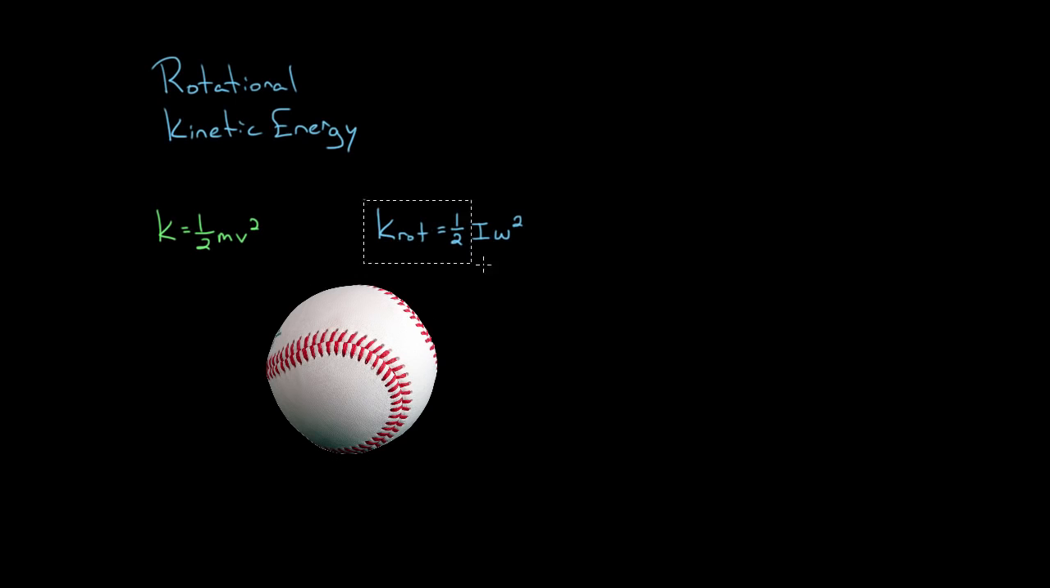So in this video, we need to derive this, because that is not really a derivation. We didn't really prove this. We just showed that it's plausible. How do we prove that this is the rotational kinetic energy of an object that's rotating like a baseball?